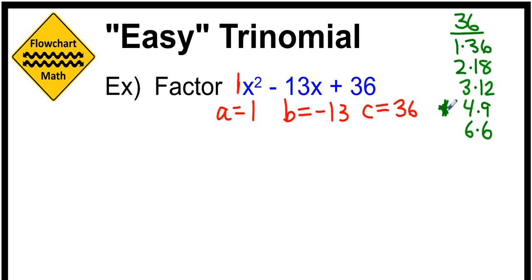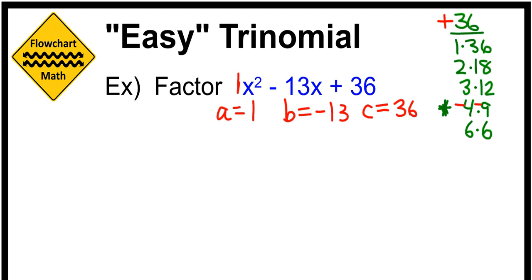Remember, we need two numbers that multiply to 36 and add up to negative 13. So in order to make them multiply to positive 36 and add up to negative 13, you could see that both of those numbers would be negative. So the two numbers I want are negative 4 and negative 9.